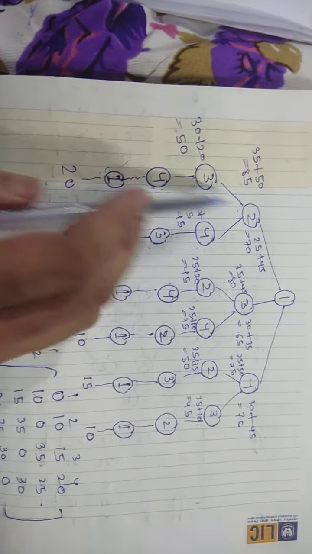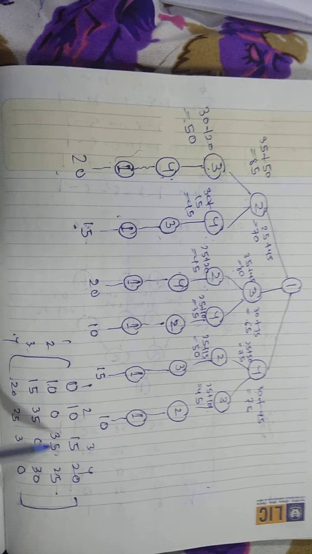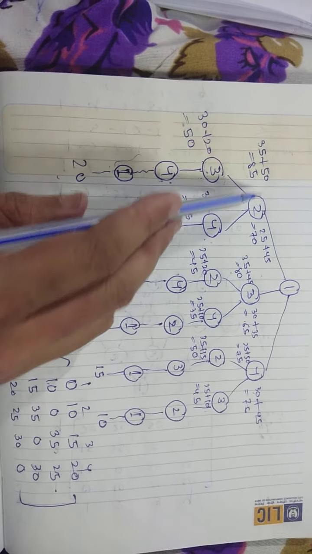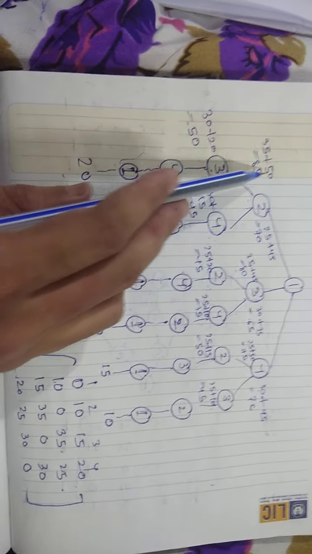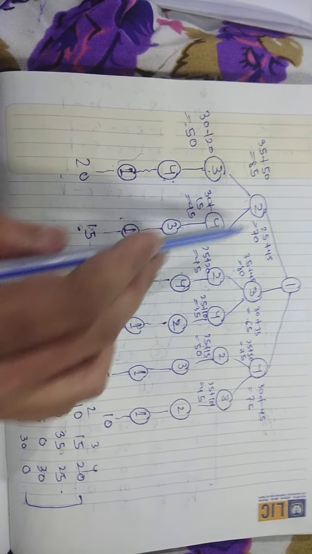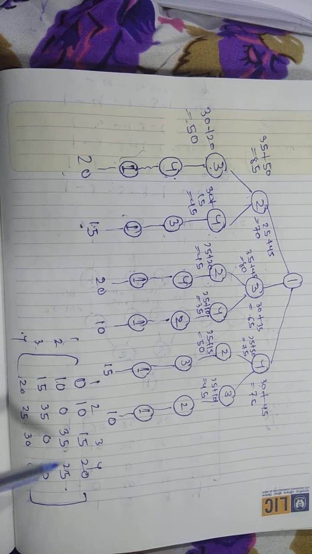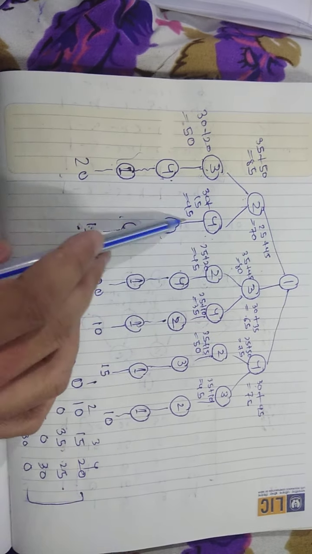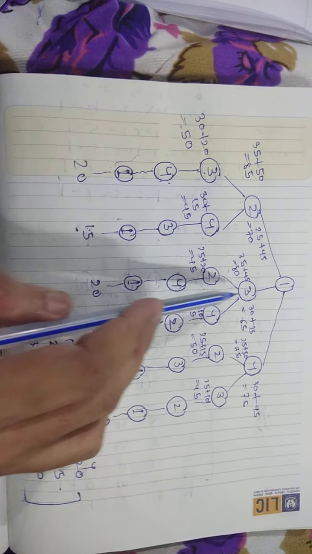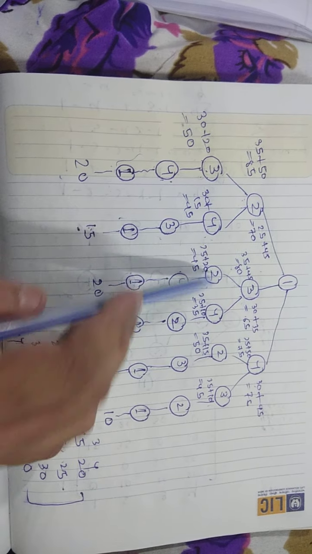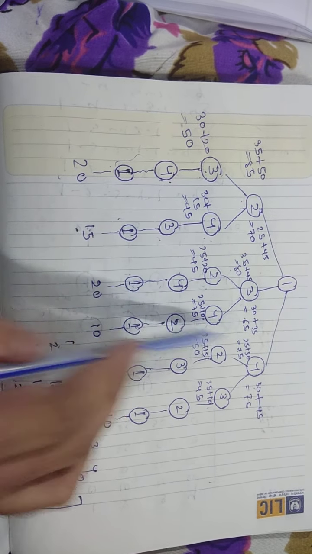That is, what is the cost of 2 to 3? 2 to 3 cost is 35. Again, this whole cost 50 will be added here, 85. Here what is the 2 to 4 cost? 2 to 4 is equal to 25, and the whole cost 45 is added, which gives 70. Similarly you have to calculate this cost and this whole cost. Okay, all the costs will be added.